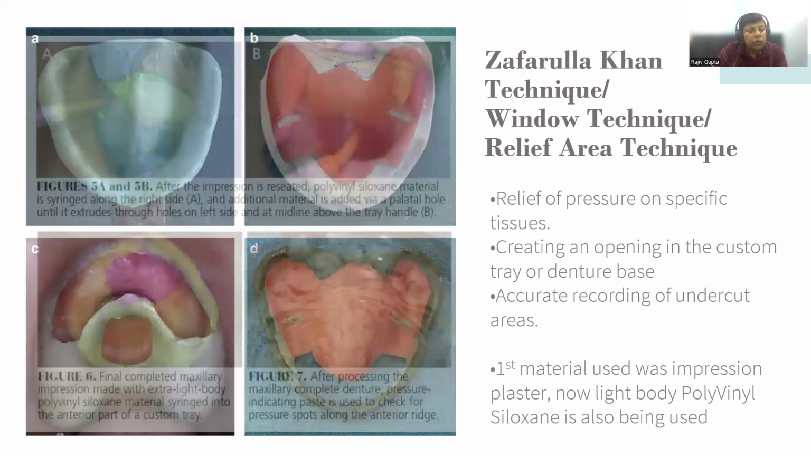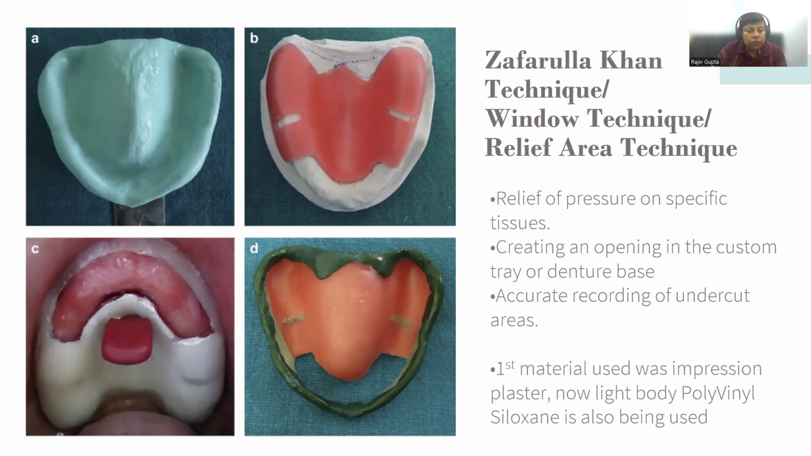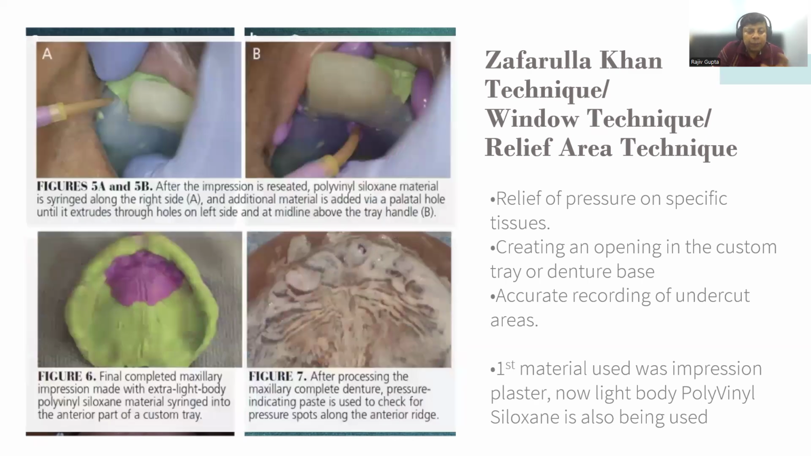Can you see that border molding is done for the entire area. Impression is made for that particular area, but in the area where the flabby tissue was, the light body polyvinyl siloxane material, or we can use a dental plaster, is injected. So in that particular area of the flabby tissue, no pressure is applied. So we are recording the healthy area with a selective pressure technique and the flabby tissue area with a minimal pressure technique. So it combines two different techniques.